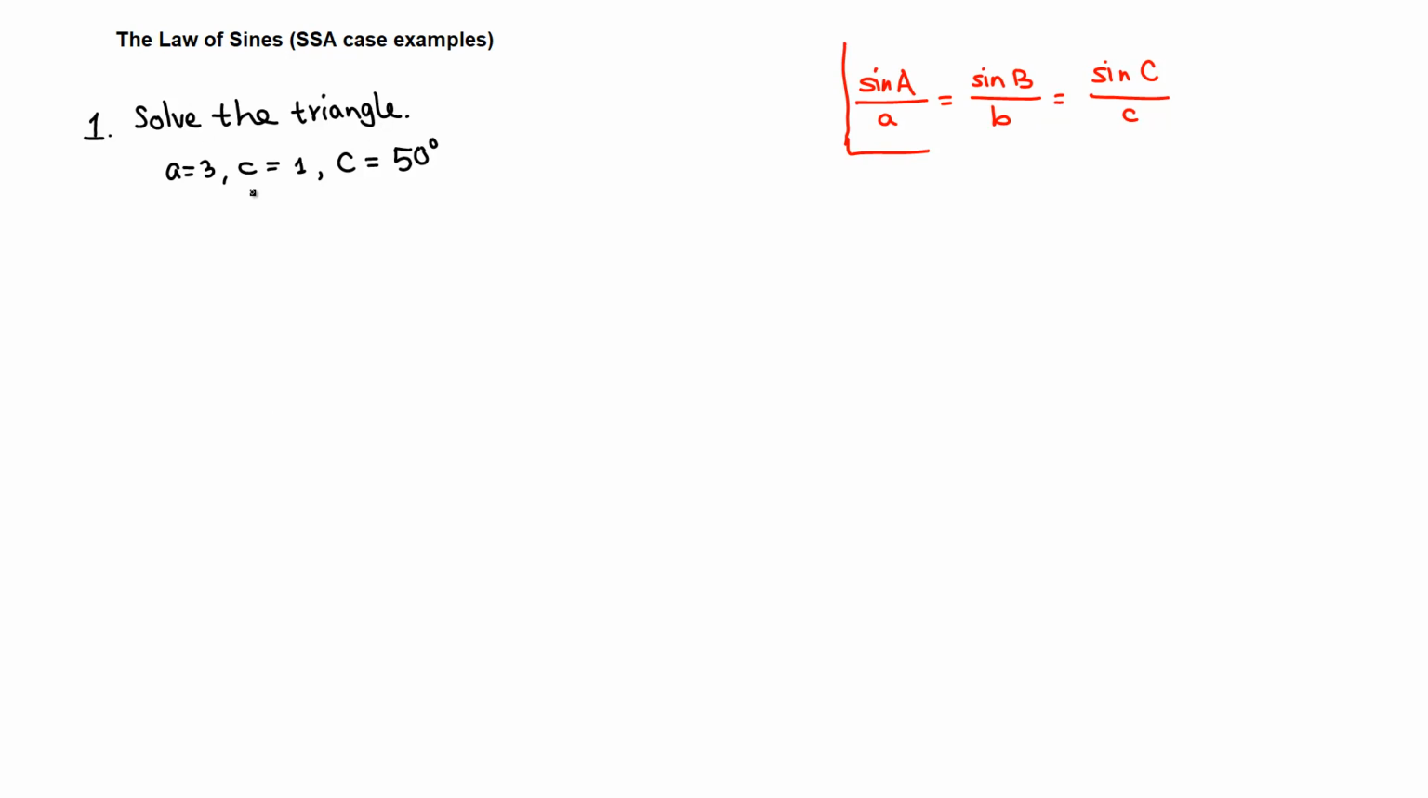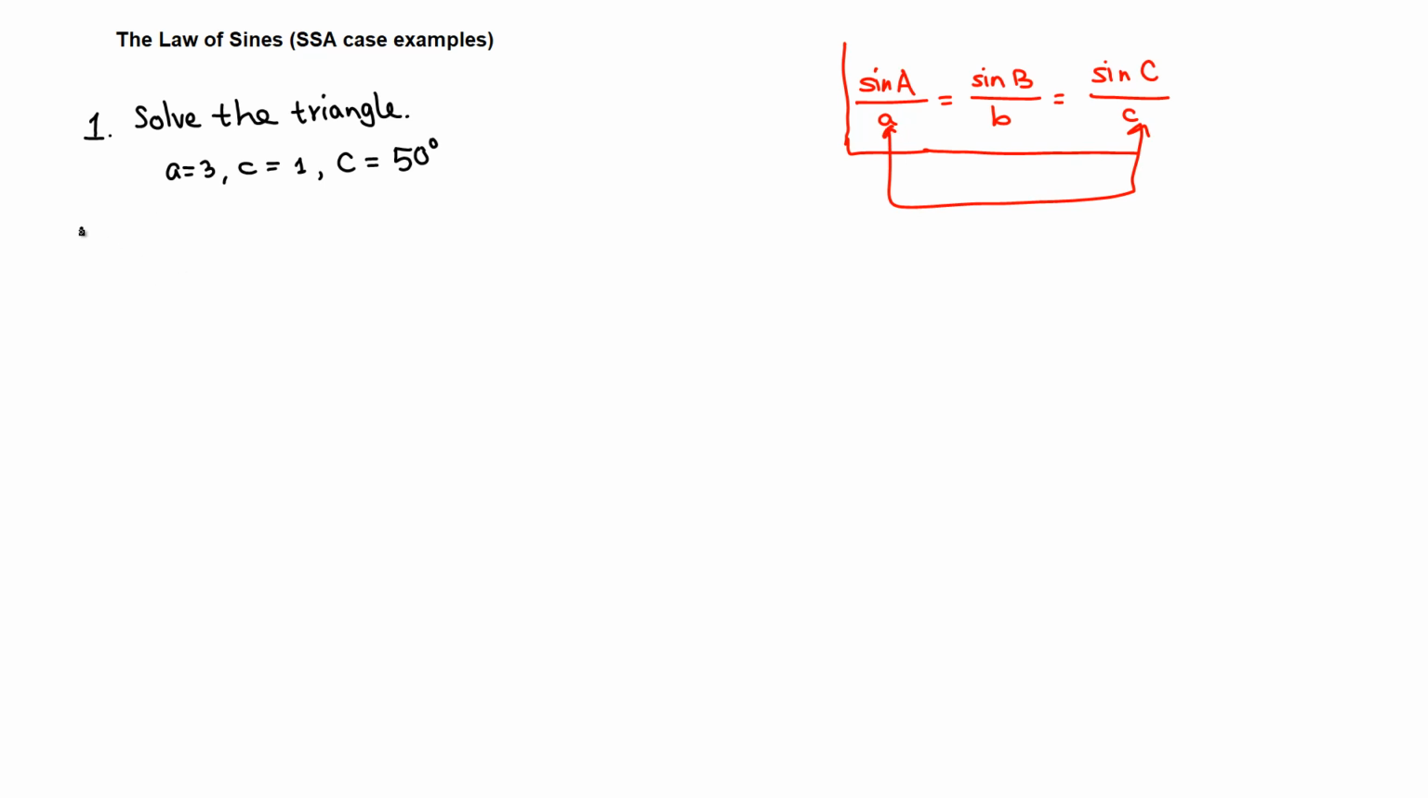Solve the triangle. So we have side a = 3, side c = 1, angle C = 50 degrees. Now we need to find the remaining two angles and one side. Look at the law of sines. These are the three fractions we have here. Since a and c are given, I want to use first equals third.